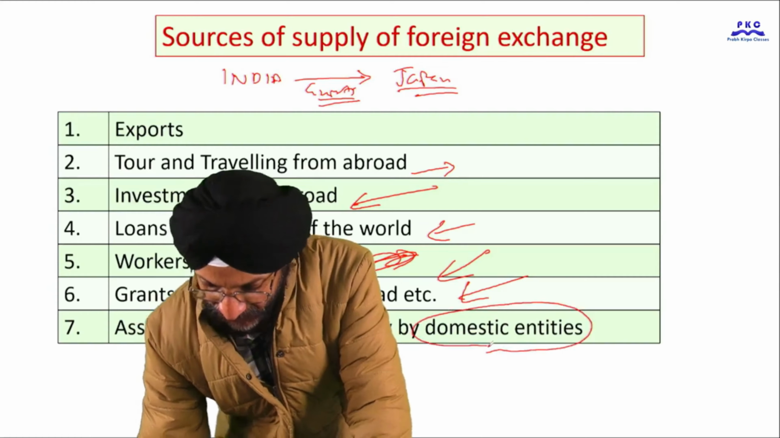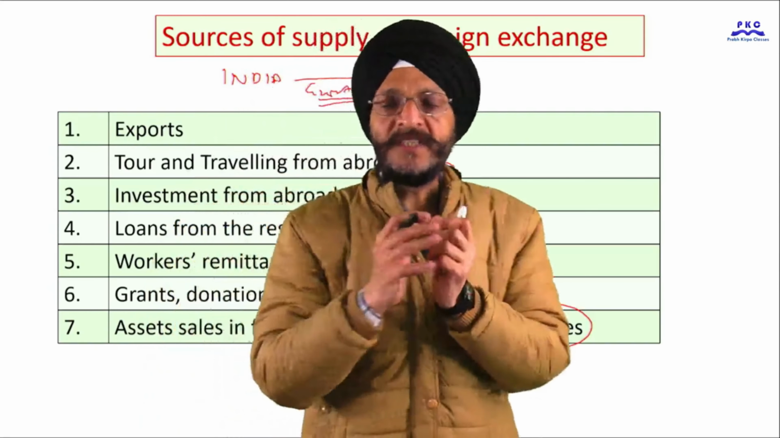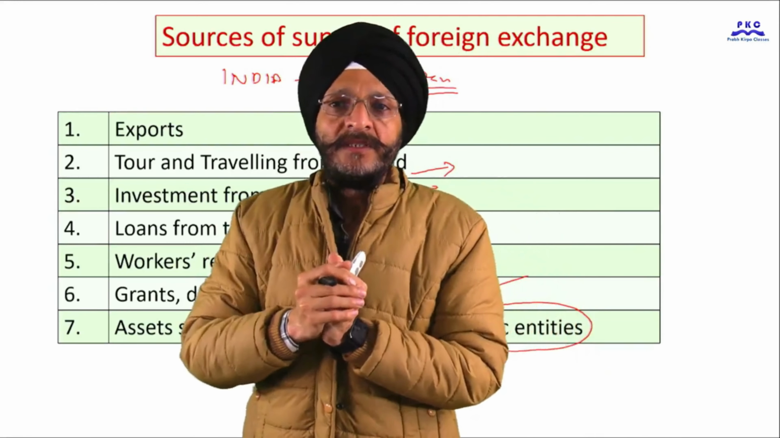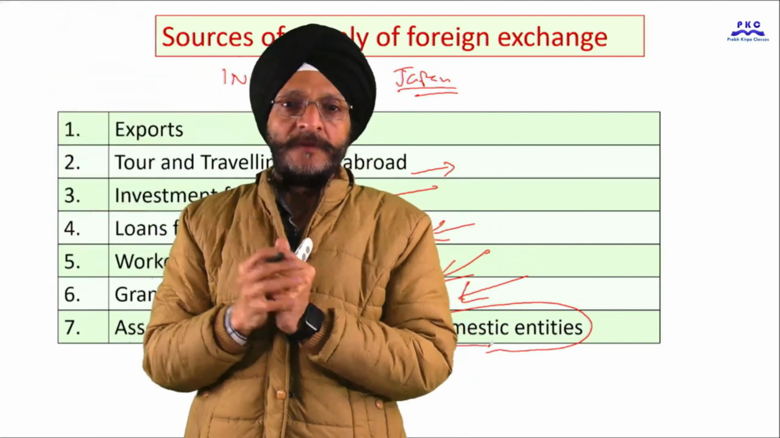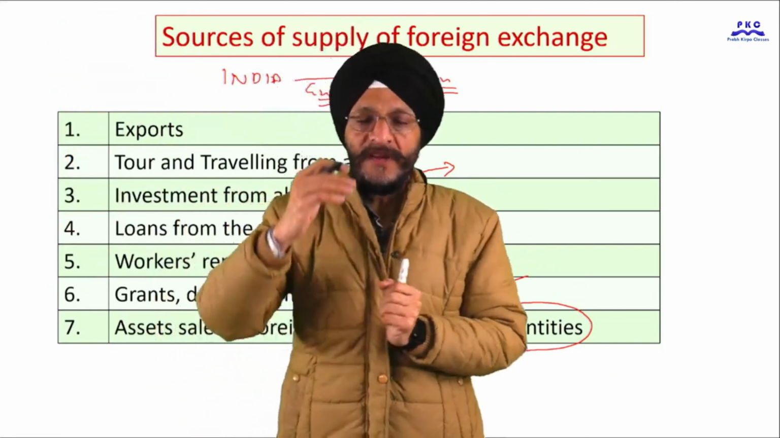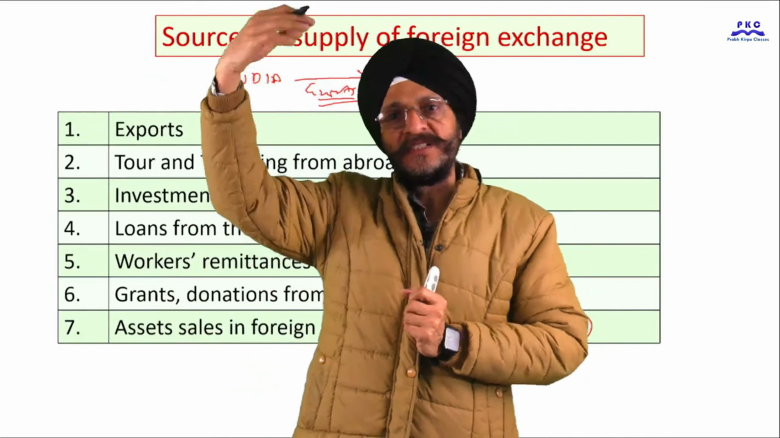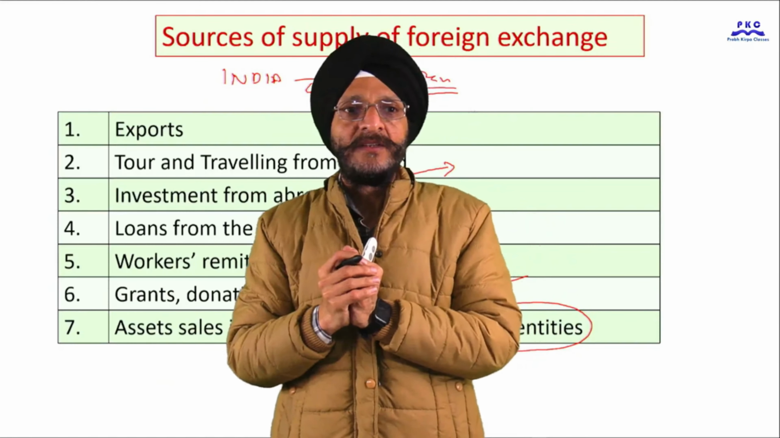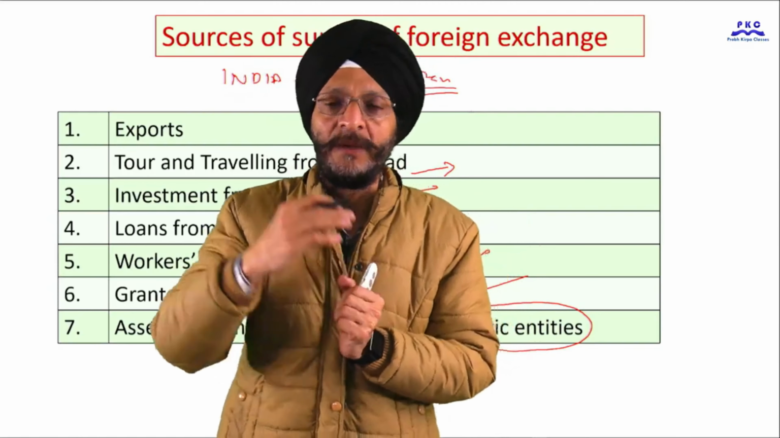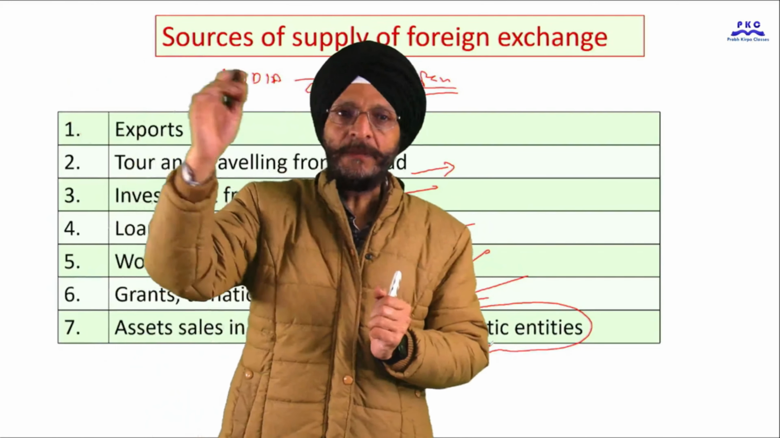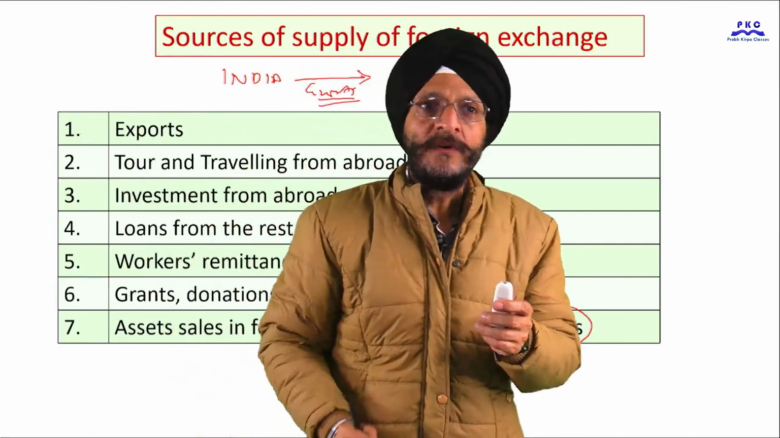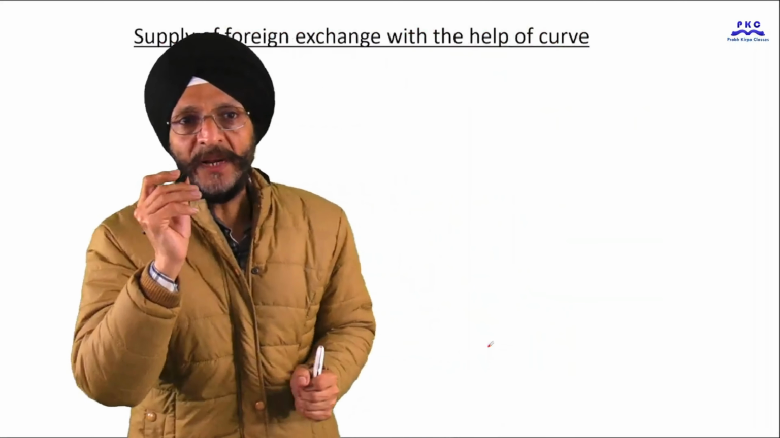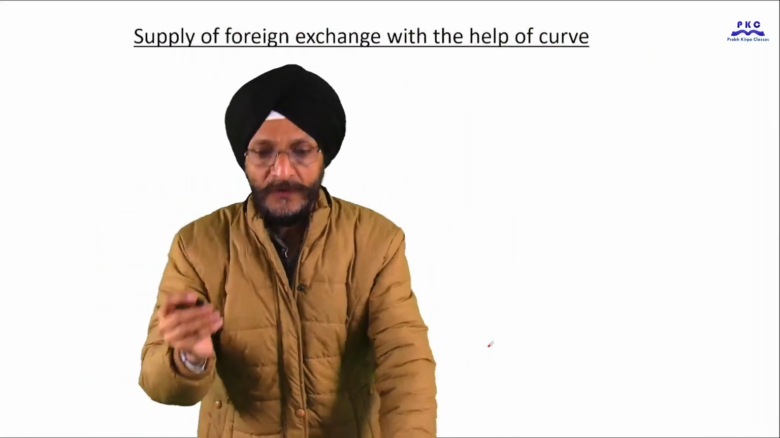It is quite possible that some of our business houses may be having certain properties abroad. When they sell their properties or businesses abroad, they will receive foreign currency. So when there is asset sale in a foreign country by the domestic entities, it may result into the supply of foreign exchange. Now we will form the supply curve of foreign exchange.